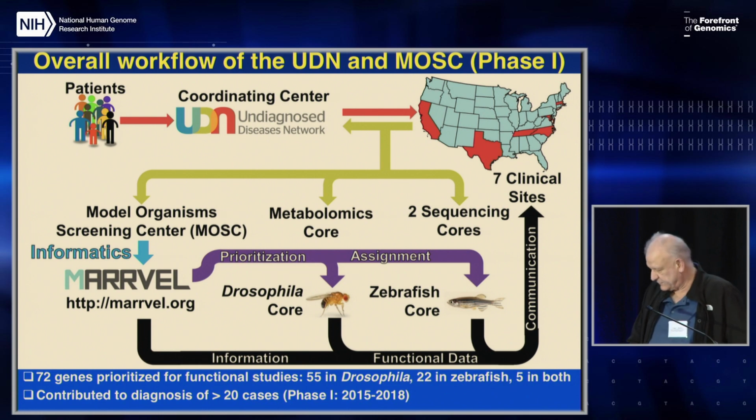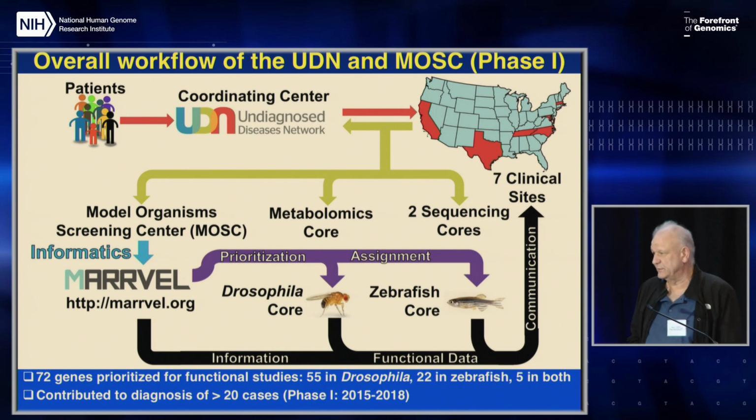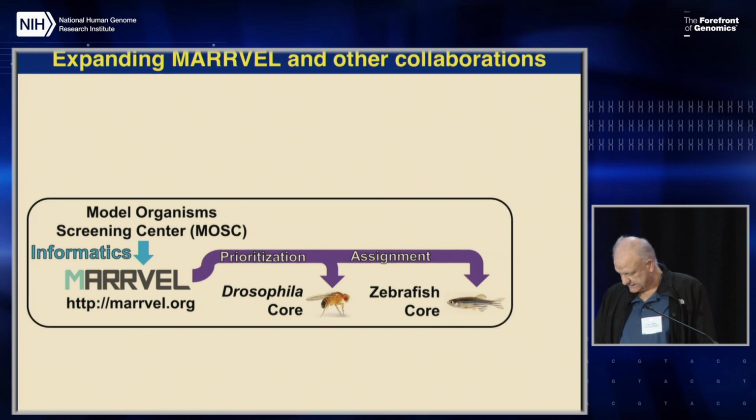And in the first 3 years, we got about 250 submissions of genes from the human geneticists. And as I said, we go through this bioinformatics pipeline. We developed this program called Marvel. And I'll spend a little bit of time on this because this has really helped us a lot in selecting good variants. And in the first 3 years, we contributed to the diagnosis of about 20 cases.